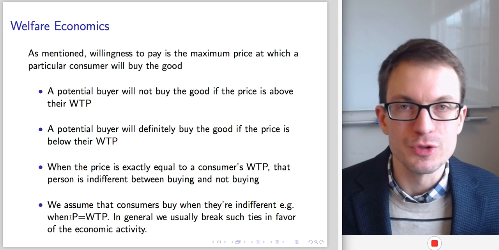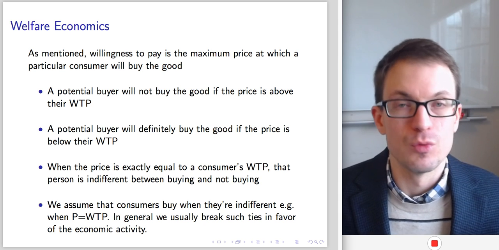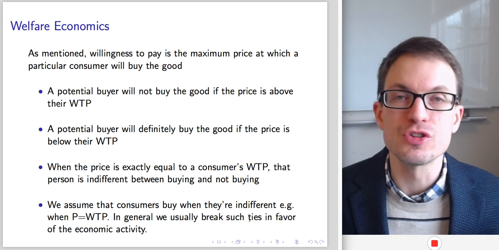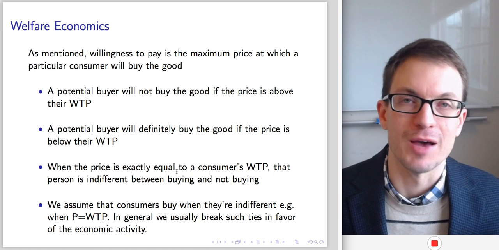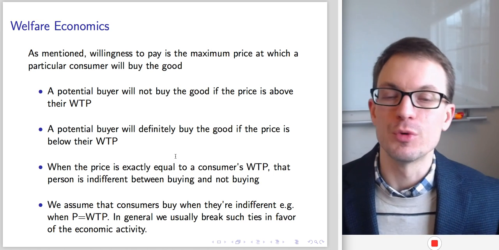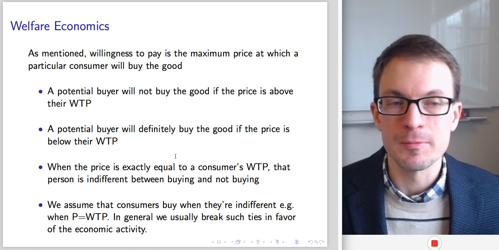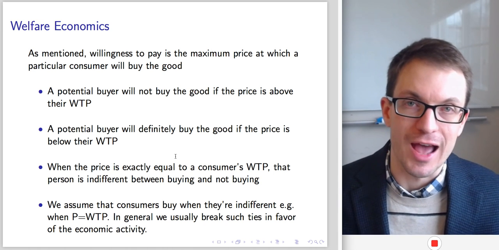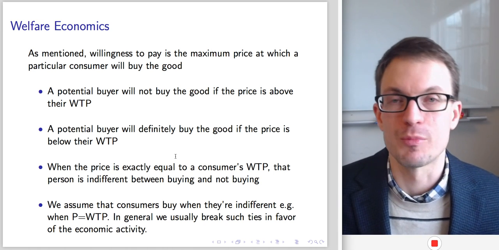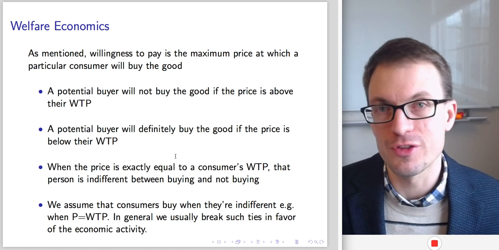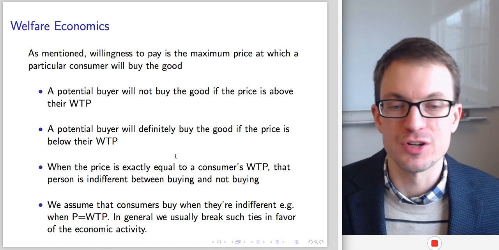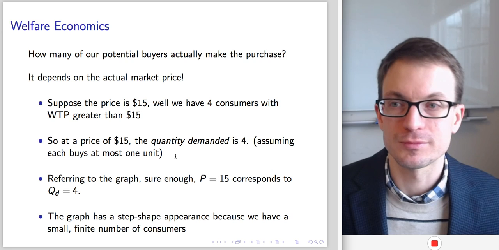When price is equal to willingness to pay, the reasoning is that, in general, we usually break the ties in favor of the economic activity. So when you're indifferent, we'll say the consumer is going to buy. When the seller is indifferent between selling and not selling, we'll say the seller is going to sell. We're going to break the tie. We're going to break the indifference in the direction of the economic activity.